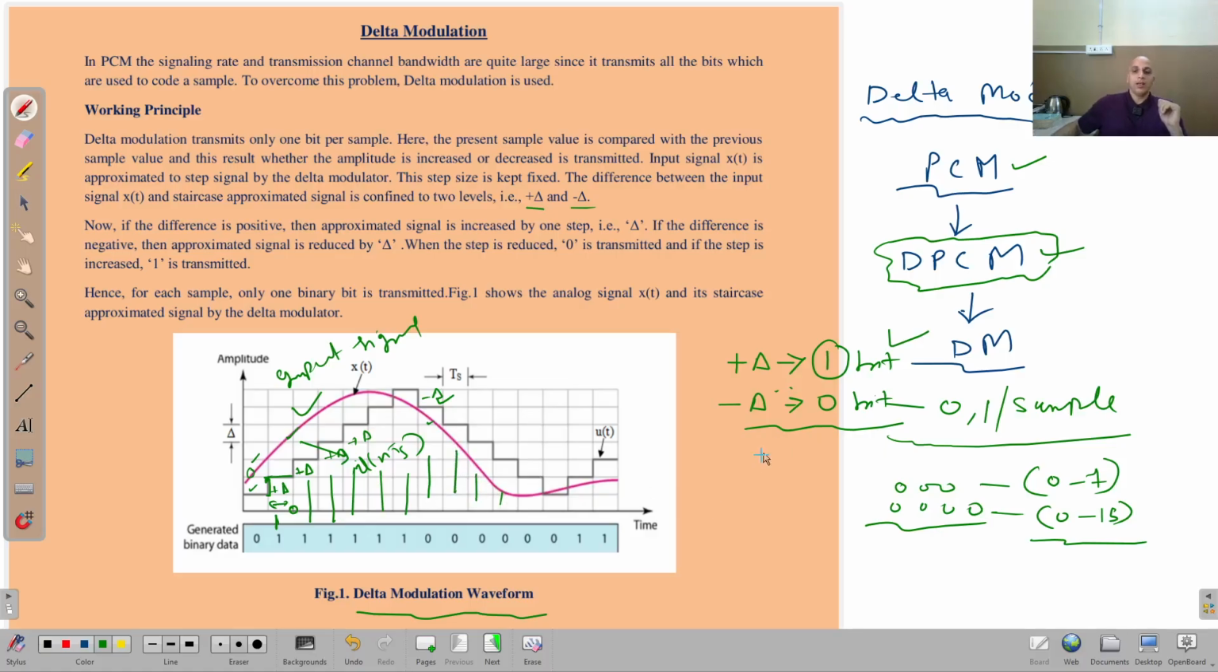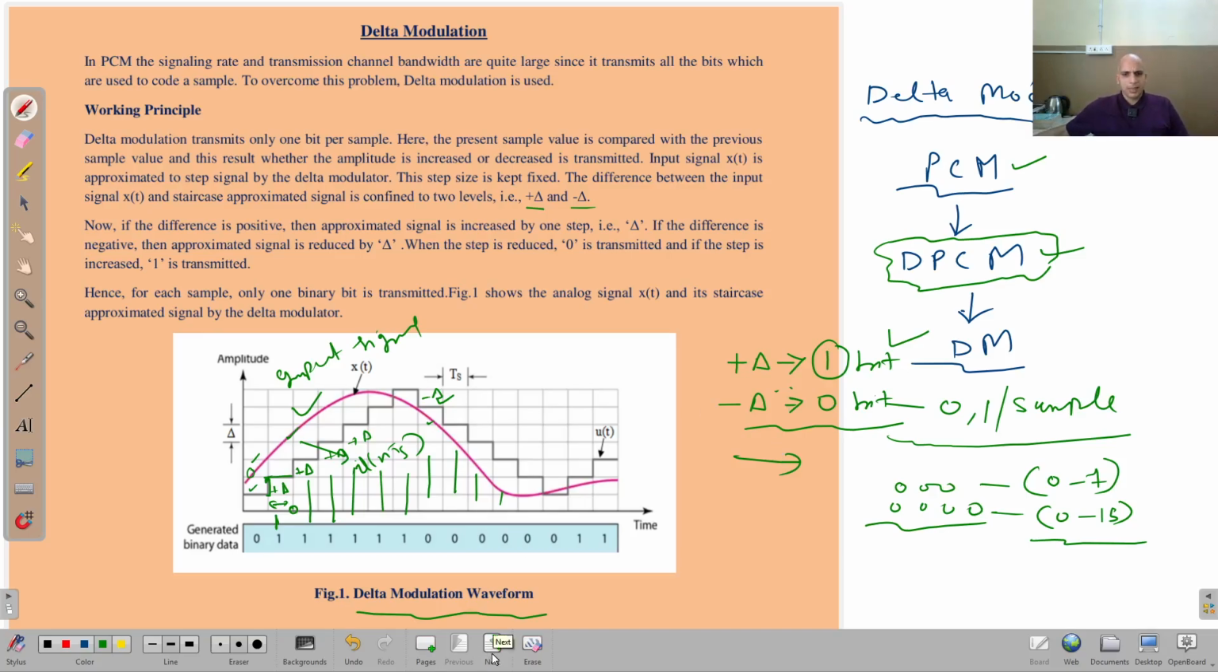So you can see what I told you here, that depending upon the comparison between the u(nTs) and the input signal, u(nTs) meaning the staircase waveform that is delayed by one step, it is compared with the input signal, and according to that the output is generated, and then after it is encoded into the bit stream. So this is the way of working of delta modulation.